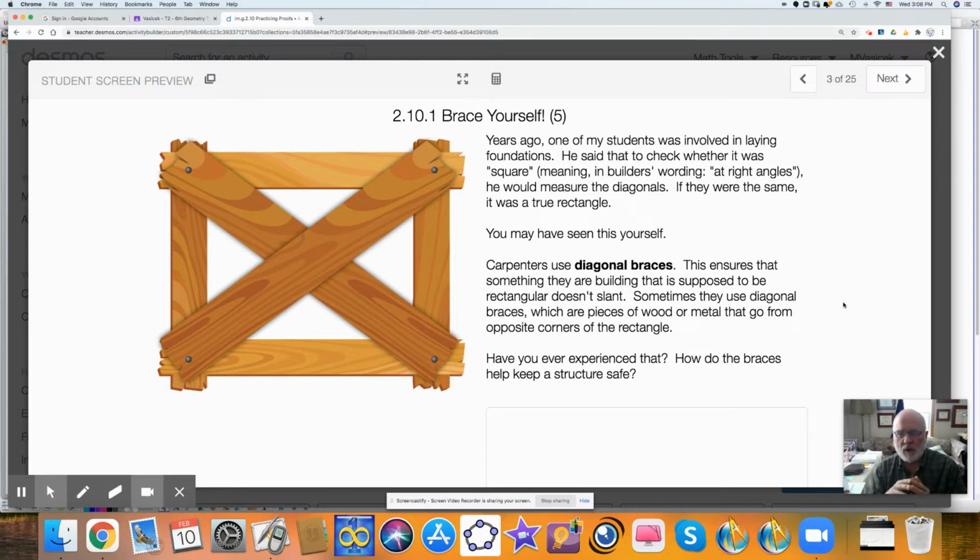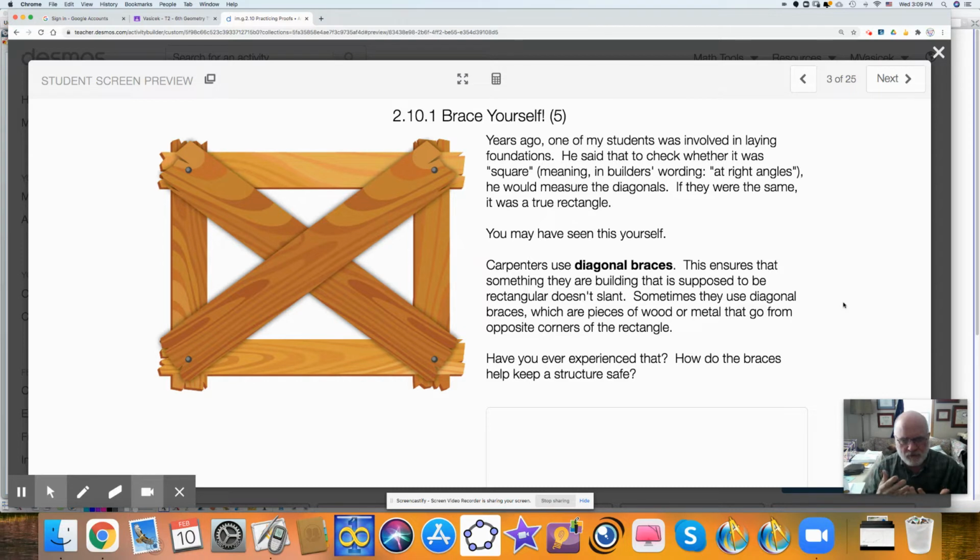He says, well, if we want to know if the foundation is square, we measure the diagonals, and if they're the same, then it is. And I said, what are you talking about, square? You mean rectangle? He says, no, square, meaning from builder's language, what that means is that they will intersect at right angles. If you measure the diagonals, they'll be right angles, and it'll be like a rectangle, a rectangular shape. They call it square because they're 90 degrees.